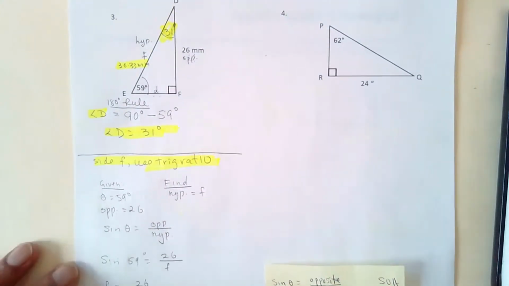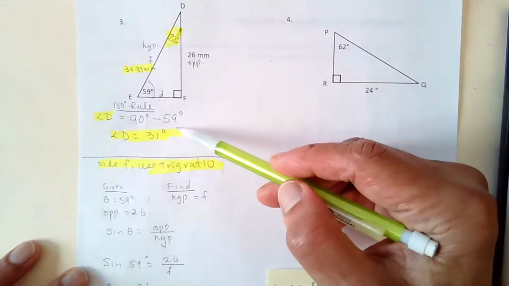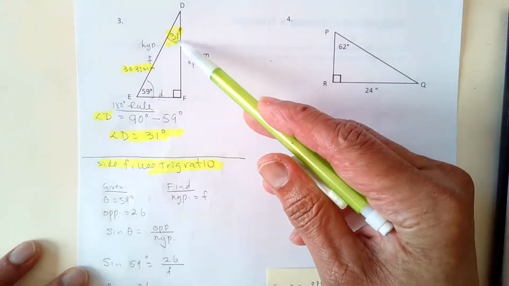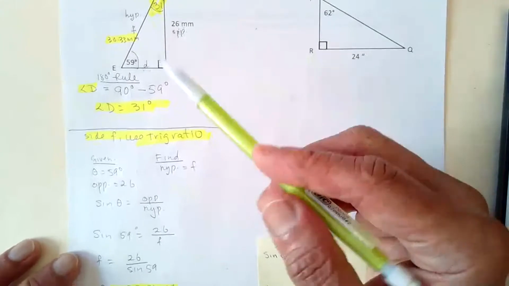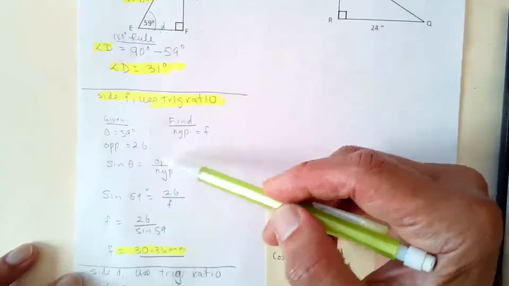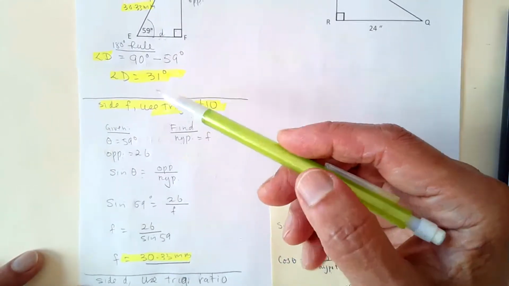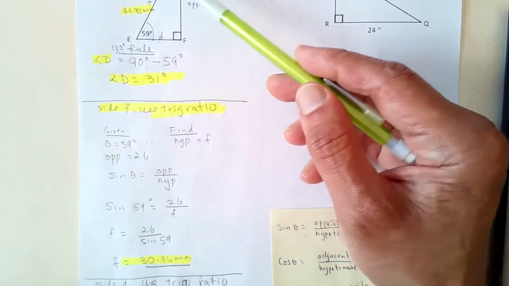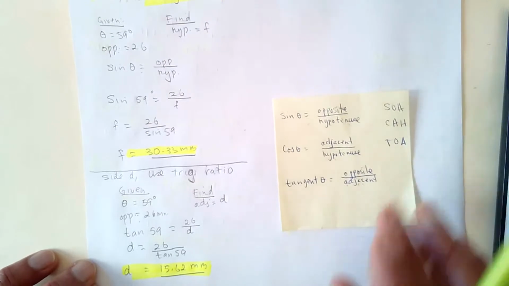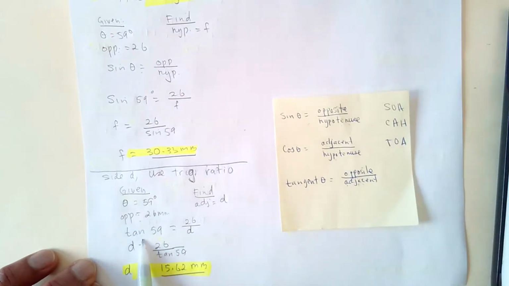So there we have it, the process. We use the 180 rule to find the third angle when we know two angles. We use the trig ratio, the sine, when we need to find the hypotenuse. And to find the adjacent side, we use the tan ratio.